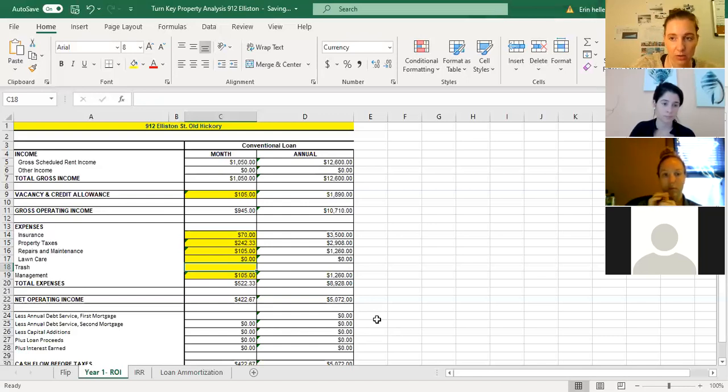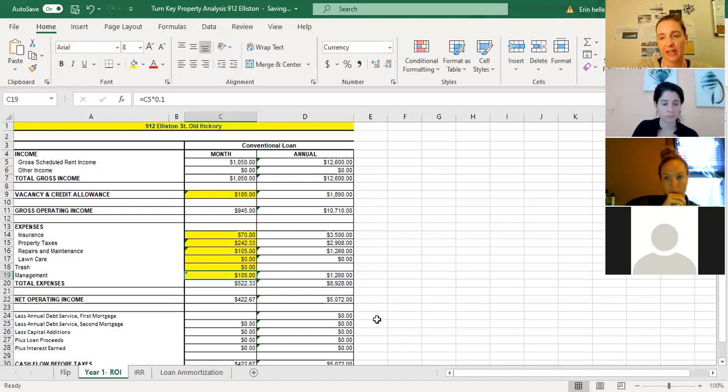Trash, also for this particular home, will be covered by the tenant. You sometimes will pay for that depending on the situation or with a multifamily. Management is going to be typically 10% of the monthly income. That's just kind of the going rate. The more doors you have, the lower this number can be, and this is always negotiable.